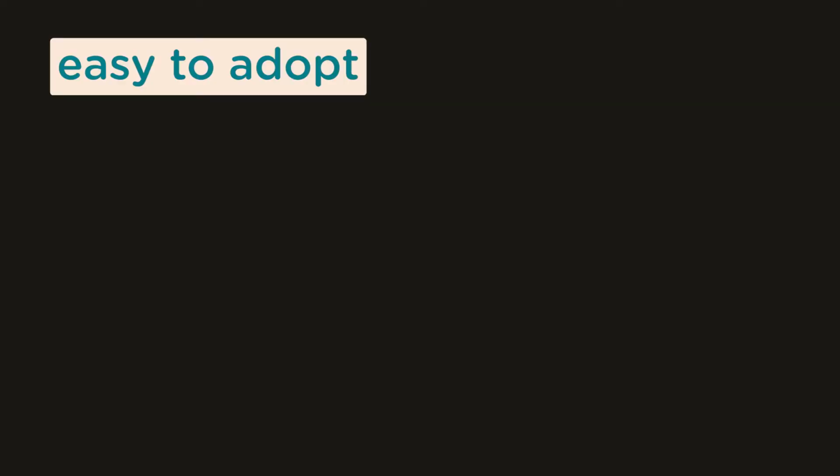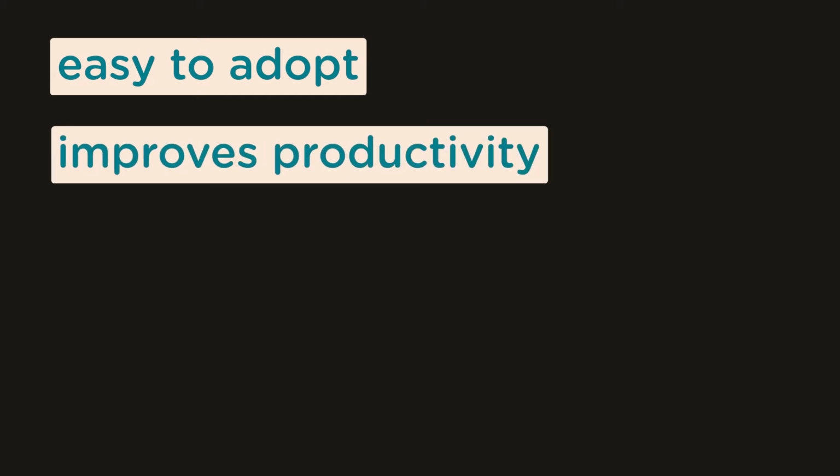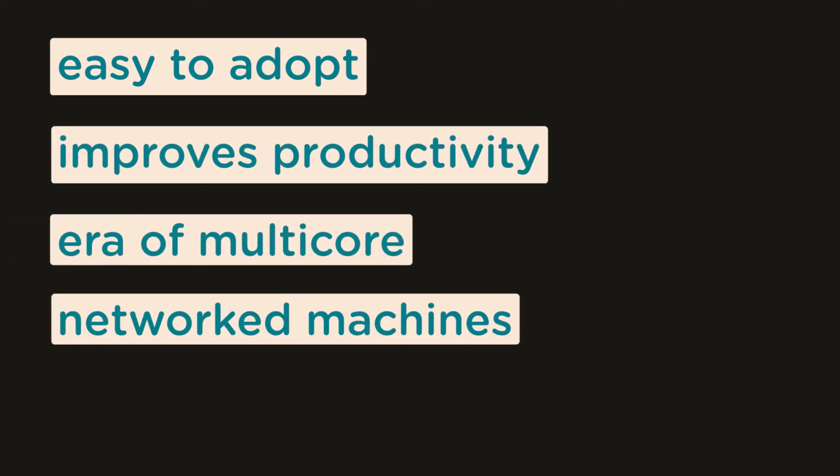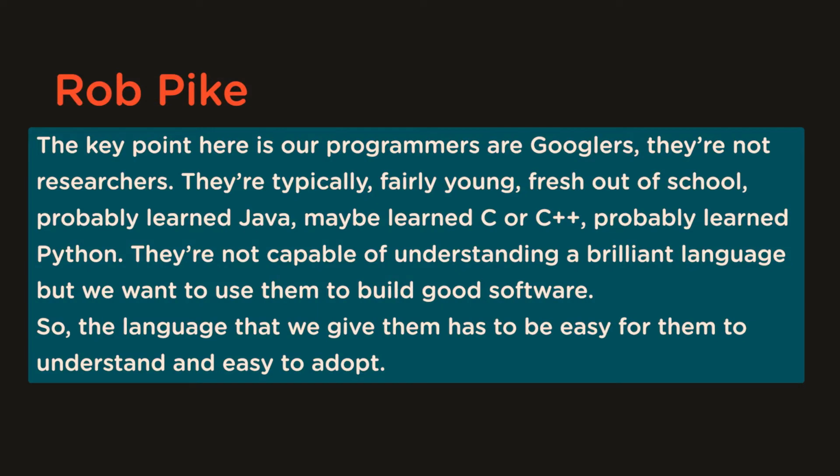The designers of the language had in mind to build an easy-to-adopt language which improves the productivity in an era of multi-core, networked machine and large code base. Rob Pike, one of the three designers of the language, said, "The key point here is our programmers are Googlers, they're not researchers. They're typically fairly young, fresh out of school, probably learned Java, maybe learned C or C++, probably learned Python. They're not capable of understanding a brilliant language, but we want to use them to build good software. So, the language that we give them has to be easy for them to understand and easy to adopt."